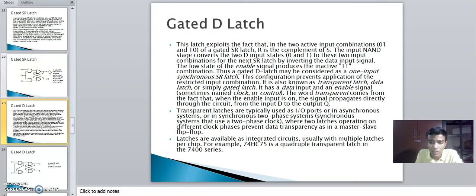Transparent latches are typically used as I/O ports, or in asynchronous systems, or in synchronous two-phase systems. Synchronous systems that use a two-phase clock, where two latches operating on different clock phases prevent data transparency, as in a master-slave flip-flop. Latches are available as integrated circuits, usually with multiple latches per chip. For example, 74HC75 is a quadruple transparent latch in the 7400 series. This is one of the most common quadruple transparent latches.